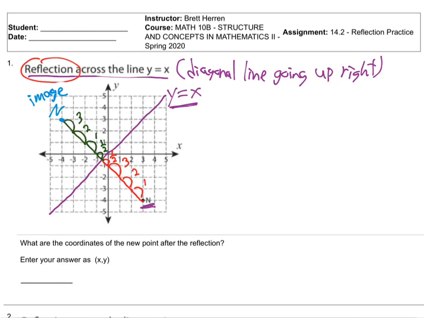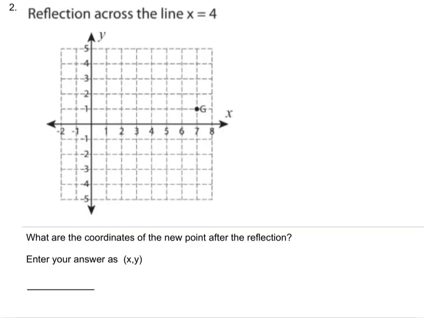So what's the coordinates of that image point? Meaning from the origin, how do you get to that point? 1, 2, 3, 4 back. 1, 2, 3 up. Back 4, up 3. That's the coordinates. Right? What are the coordinates of the new point after the reflection? Back 4, up 3 from the origin. There's the image point. Okay, let's try another one.